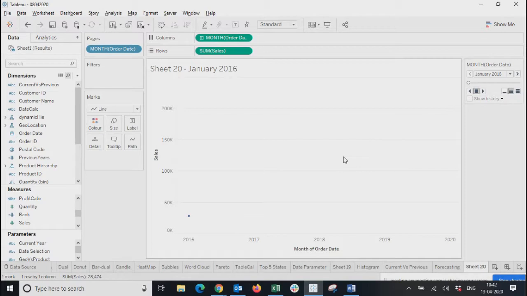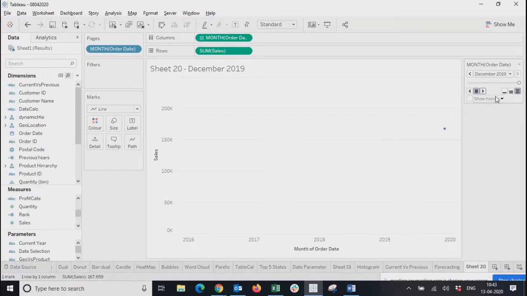Now, as we have just dragged sum of sales and month here, just these two things in the column and row cells, we have sales and month. In pages, we have month again. I'll just click on this play button. Let's see what happens. You saw something, right? The dot which was here in 2016 went and reached 2020, basically December 2019. You saw that movement.